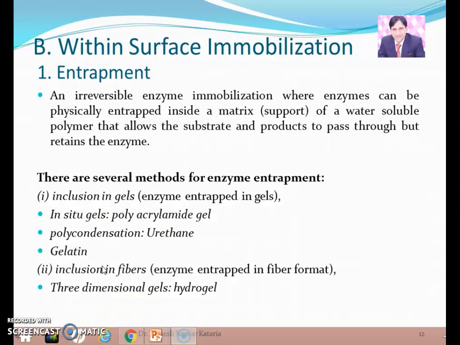Next comes within-surface immobilization. Within surface there are two methods, entrapment and encapsulation. Entrapment means simply entrapment of the enzyme in a matrix or support. Most of the time these are gels which entrap the enzyme, like in situ polyacrylamide gel, urethane, or gelatin. These are the gels which entrap enzyme within them. Then certain fibrous material like hydrogel can be used, which also entraps enzyme within it.